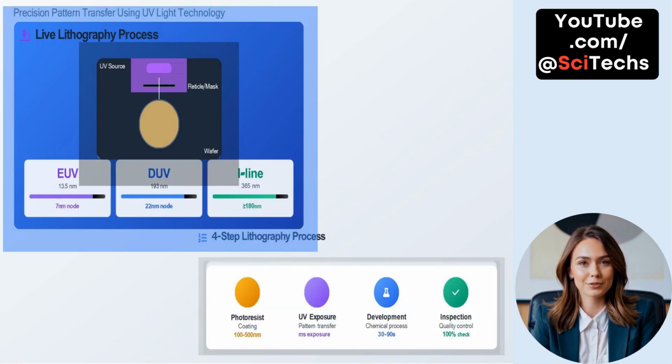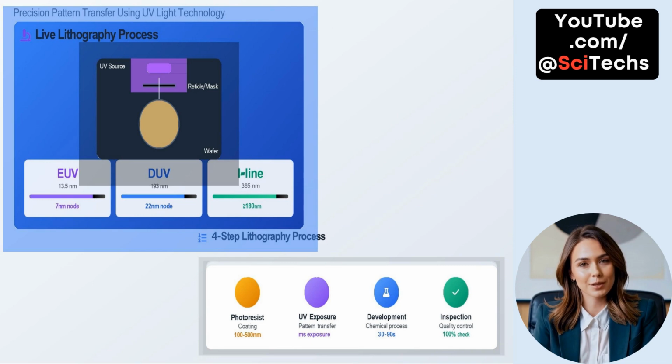Precision pattern transfer, using UV light technology. Lithography is a critical step in semiconductor fabrication used to define precise patterns on silicon wafers. This process utilizes ultraviolet, UV light, to transfer patterns through a mask or reticle onto a photoresist-coated wafer. There are three main types of UV lithography based on wavelength.